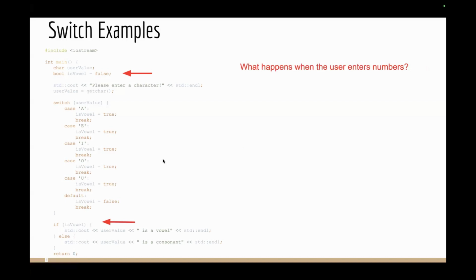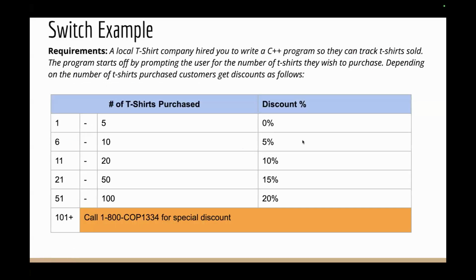Okay. So that's another example. This shows you that you can use Boolean, and you can set it here. This is a little bit longer. And then I'm asking what happens when the user enters numbers. Okay. So something to think about.